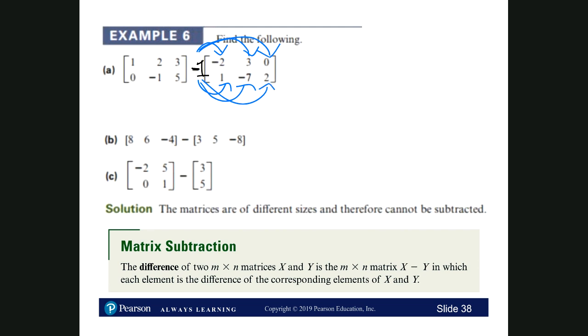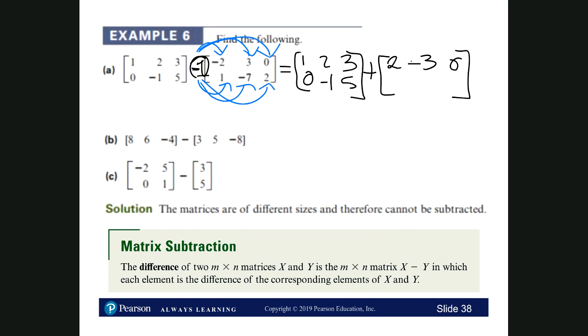And if I wanted to rewrite this subtraction, it will be the matrix 1, 2, 3, 0, -1, 5. And then if I distribute the -1, I could just say plus, and then by distributing, -1 times -2 gives +2. -1 times 3 is -3. -1 times 0 is 0. -1 times 1 is -1. -1 times -7 is +7. And -1 times 2 is -2.